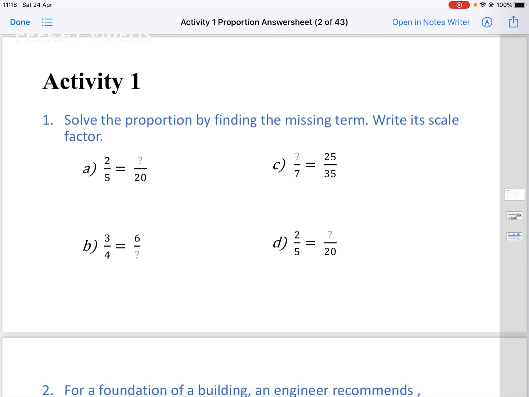Hello everyone. Today we will be looking at some of these activity questions and we will solve these questions. Activity 1. Question number 1. Solve the proportion by finding the missing terms.